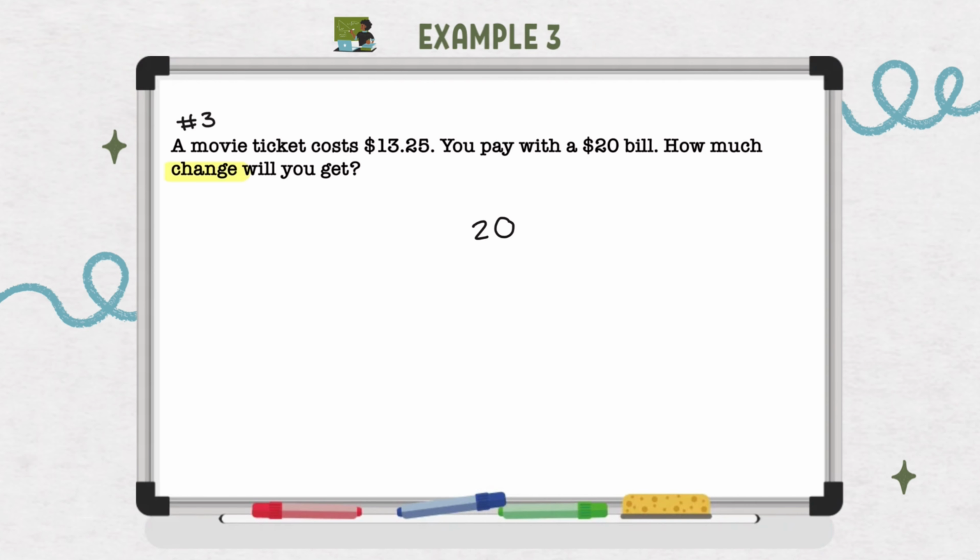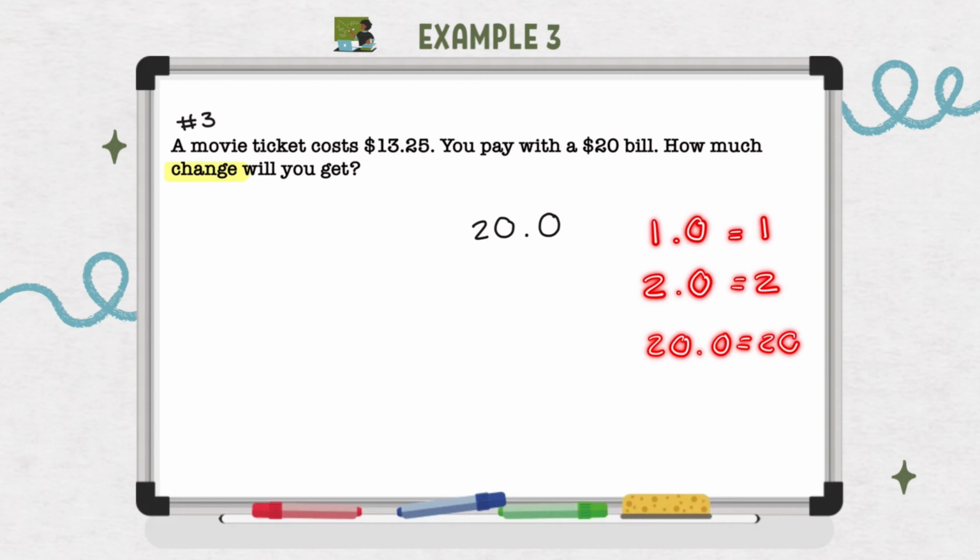Now 20 does not have a decimal, and behind every whole number is an imaginary decimal there, and it's 0.0. So for example, 1 is really 1.0. 2 is really 2.0. That is the same thing as 1. That is the same thing as 2. So 20.0 is the same thing as 20. So now that we have a decimal, I can go ahead and subtract 13.25.